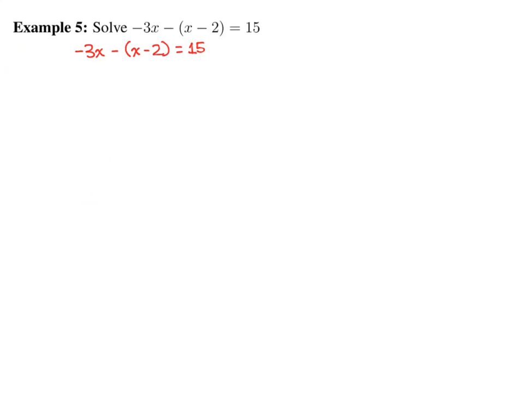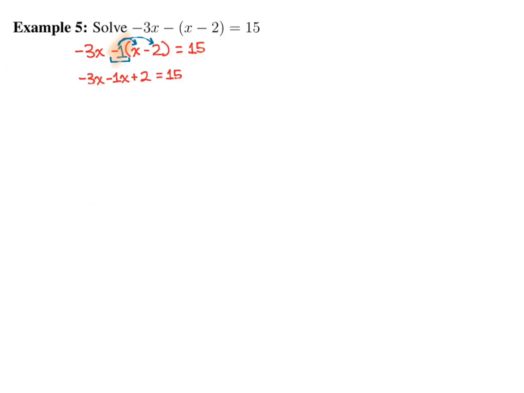Okay, so here the trick is figuring out what the heck is in front of the parentheses. If there's nothing written there, it means there's a 1. So we're going to actually multiply -1 by x and -1 by -2. That gives -3x minus 1x plus 2 equals 15. Pay attention to those minus signs and how when you multiply the two negatives it becomes positive.